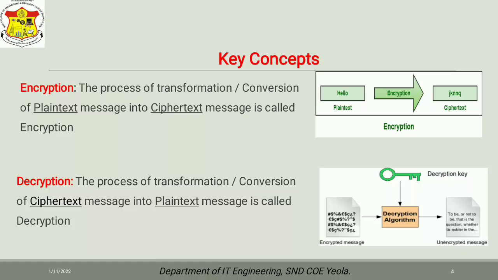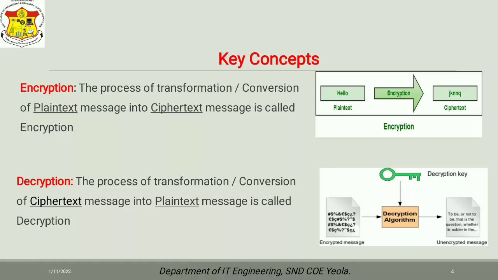Now what is a key? A key is some critical information used by the cipher, known only to the sender and the receiver. A key is nothing but the secret information or number used in the encryption and decryption algorithm, which is known only to the sender and the receiver.